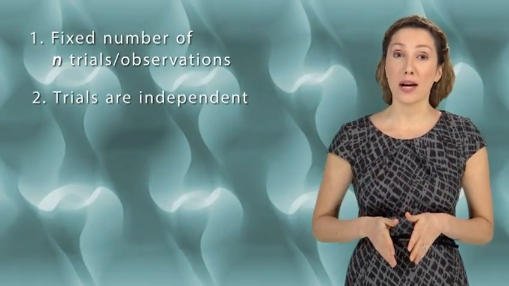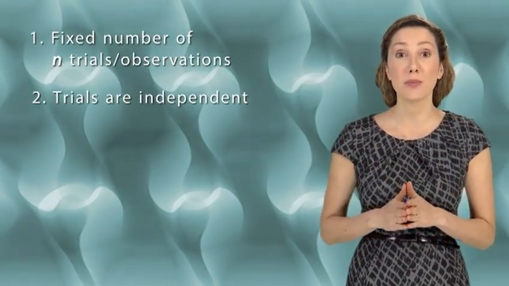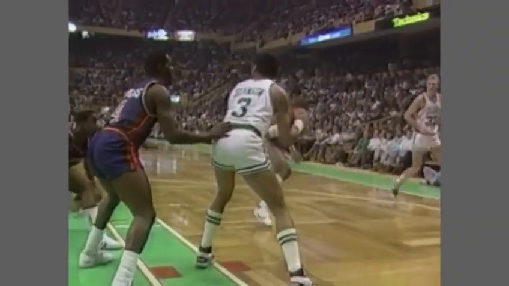Second, all of these trials are independent, meaning that the outcome of one trial does not change the probabilities of other trials. Now, conventional basketball wisdom might tell you that this isn't true if a player has a hot hand. Some people believe that a player on a shooting streak is more likely to make subsequent baskets because of the success of previous shots. But a 1985 study proved that this wasn't the case.